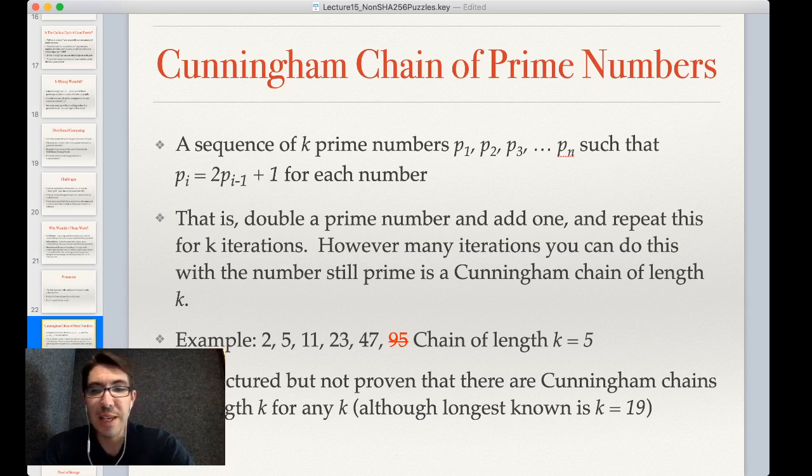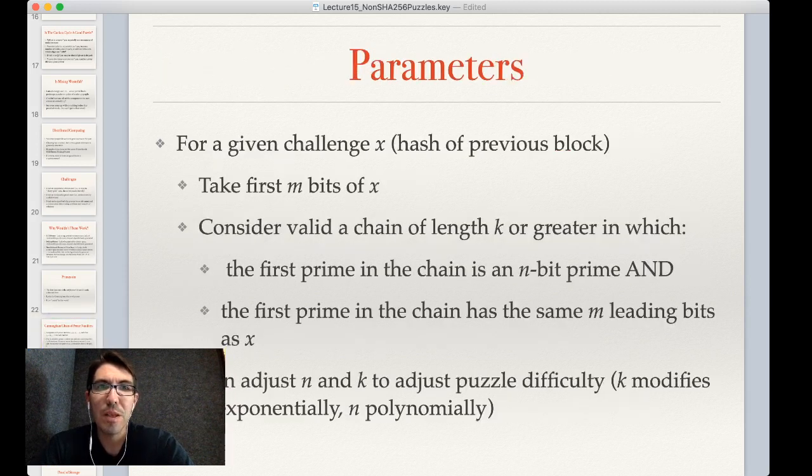So there are a lot of these. This is useful work, and we can actually go through it. How we can do this is get the hash of the previous block, take the first m bits, and we consider valid a chain of length k or greater. So we set this k.